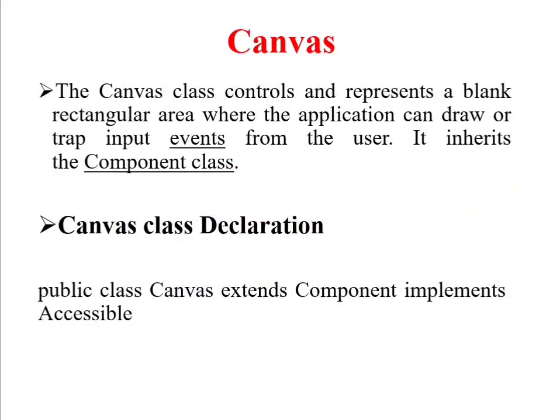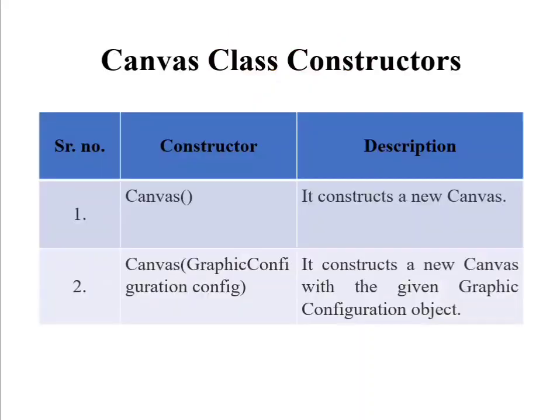Next are the class methods. First is void addNotify(), which creates the canvas peer. Next is void createBufferStrategy(int numBuffers), which creates a new multi-buffering strategy on the particular component. Next is void createBufferStrategy(int numBuffers, BufferCapabilities caps), which creates a new multi-buffering strategy on the particular component with the given buffer capabilities.